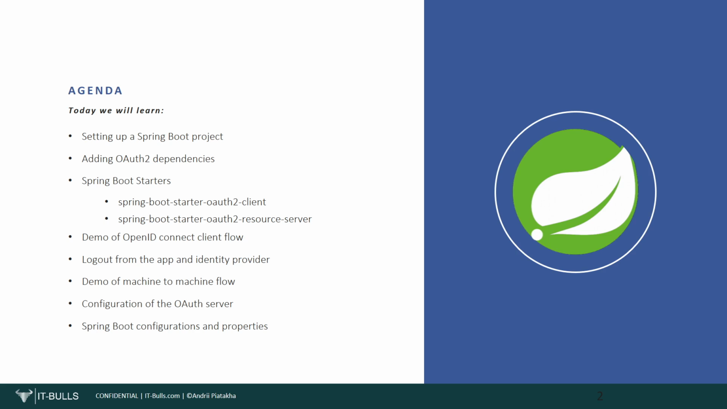After that, we'll review how to configure the OAuth server and go through all the key Spring Boot properties that influence OAuth behavior. You will learn which configurations are essential, what their default values are, and when you might want to override them. By the end of this session, you'll have a solid understanding of how to integrate OAuth2 into a Spring Boot application, both for user login and system-to-system communication.